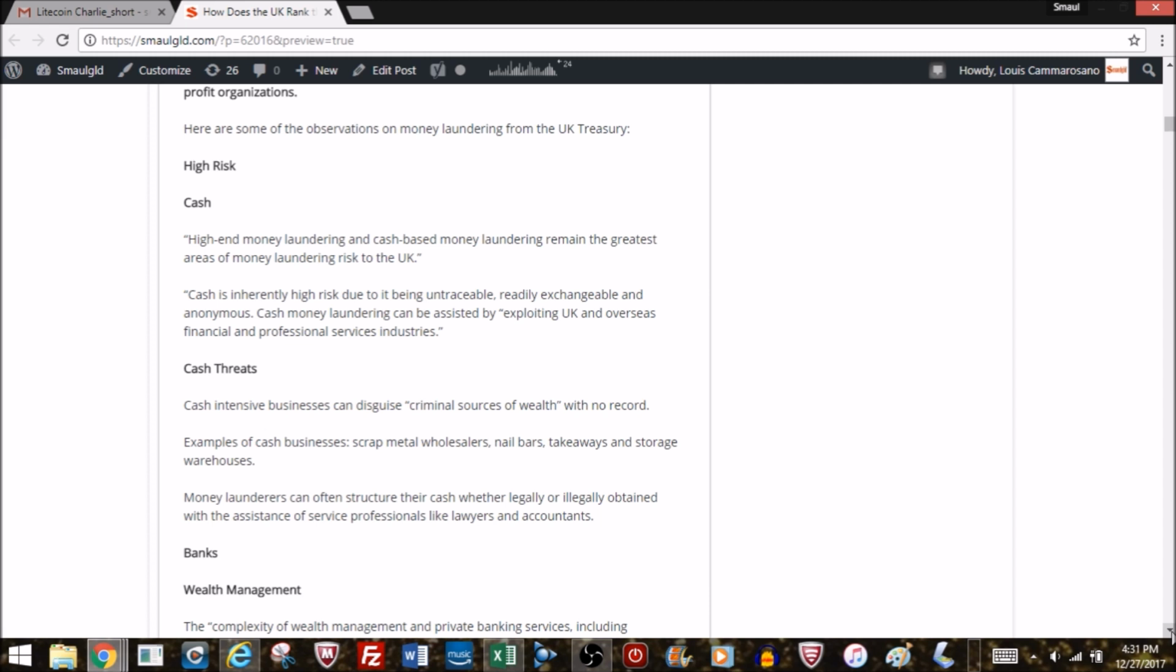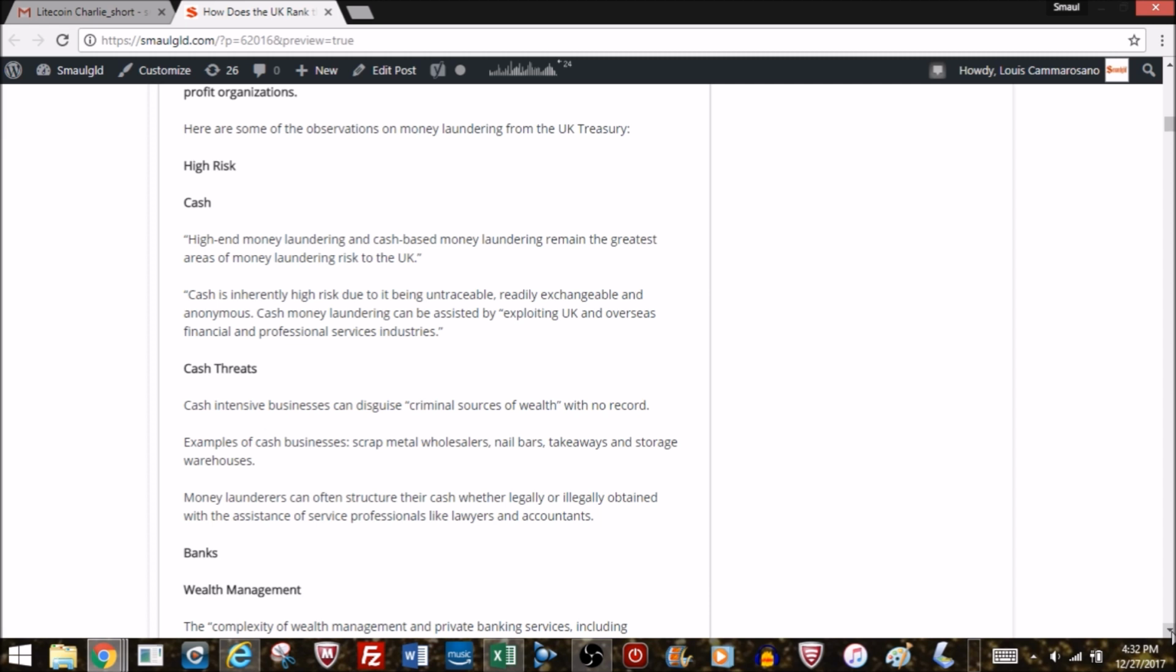They note, cash is inherently high risk due to it being untraceable, readily exchangeable, and anonymous. Cash money laundering can be assisted by exploiting UK and overseas financial and professional service industries, so they can work with bankers, lawyers, and accountants to use cash as a money laundering instrument. And cash-intensive businesses, these are legitimate businesses, can disguise criminal sources of wealth with no record. Examples they give are scrap metal wholesalers, which include, I suppose, gold and silver refiners, nail bars, takeaways, in England they call restaurants that allow food to be taken to go takeaways, and storage warehouses.